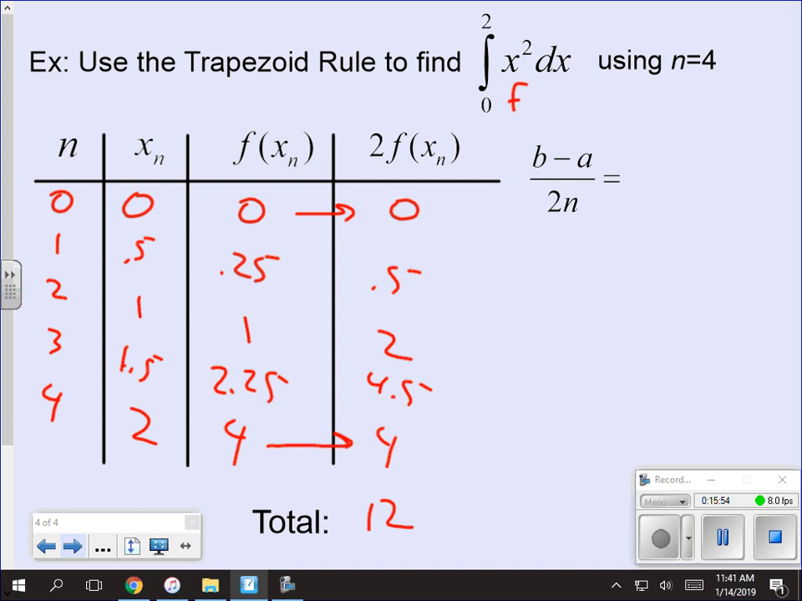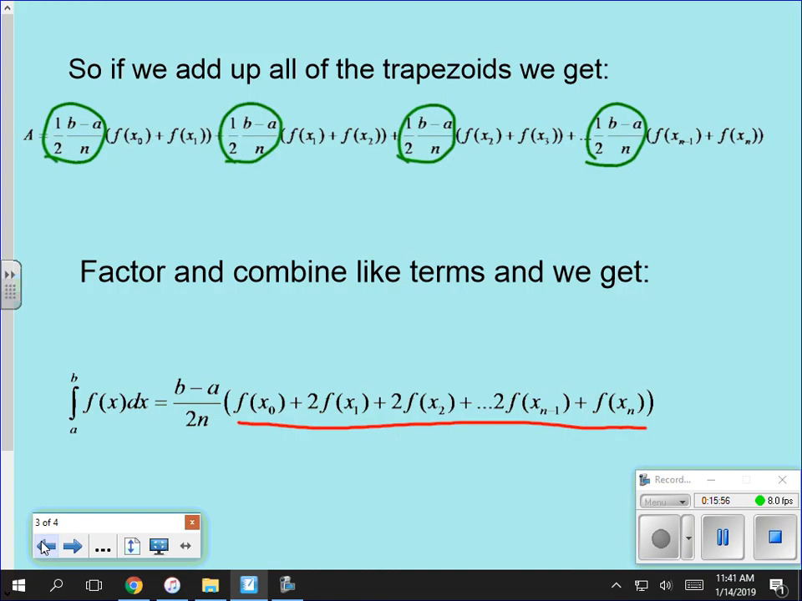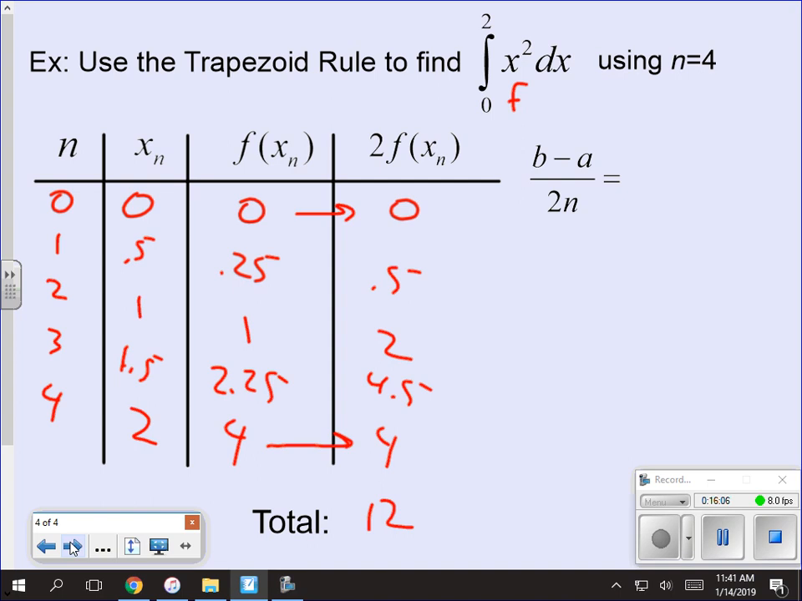That, like I said, is what this part here is, the part in the parentheses of your formula. Now, that's not my total. That's not what the area is. I still have to get my b minus a over 2n. Well, that's easy. b minus a over 2 times n. 2 minus 0 over 2 times 4, 1/4.